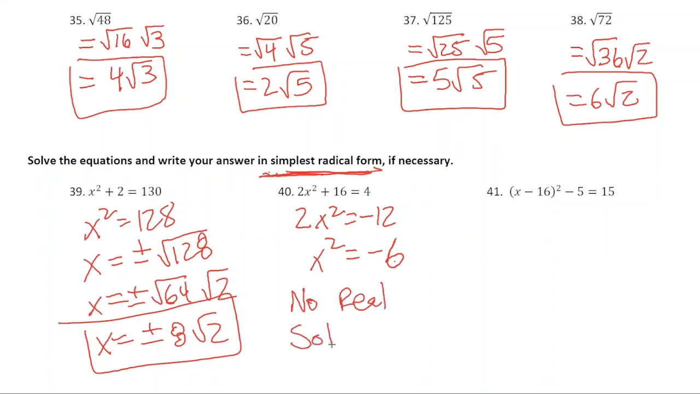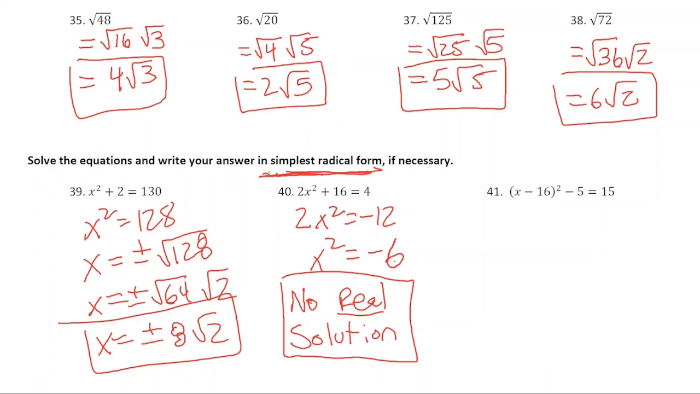There is technically a solution, but it's not real. Okay? It will be complex, meaning it'll have an i involved in it, an imaginary number. We're not really going to get into that quite yet this year, so it's okay to just go ahead and say there's no real solution.